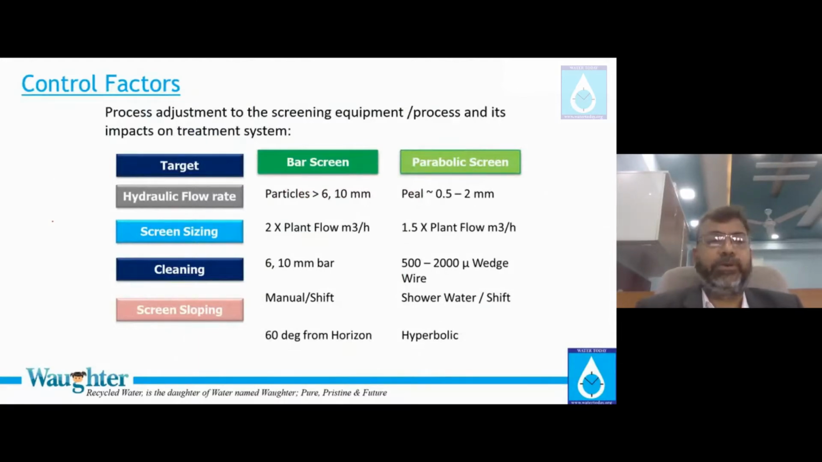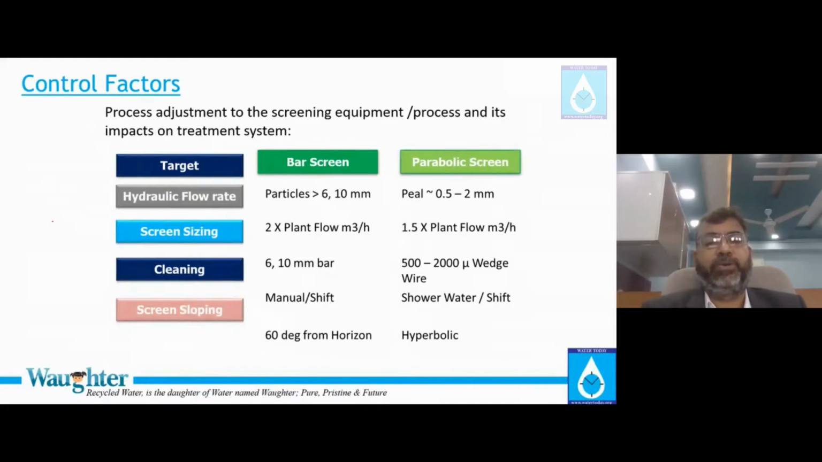So if you look at the control factors for this screening of impurities, if you see my module, in each and every place the unit operation must be related to certain targets. So we are talking about hydraulic flow rates, screen sizing, how to clean the screen, and finally screen sloping, what degree of inclination the screen should be put at. Typically, we have bar screens where we address particles to 6 mm and 10 mm kind of particle screens.